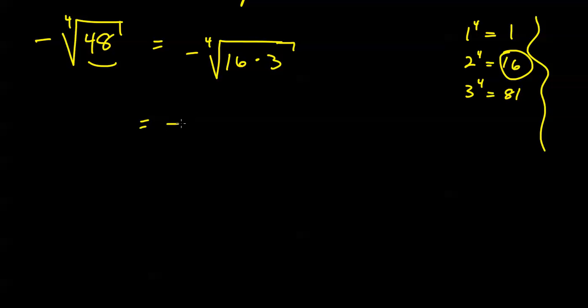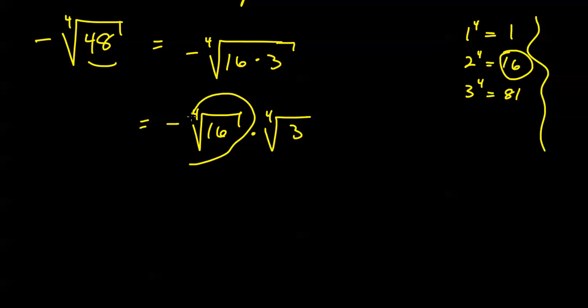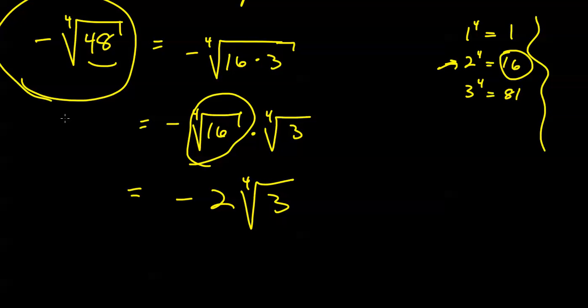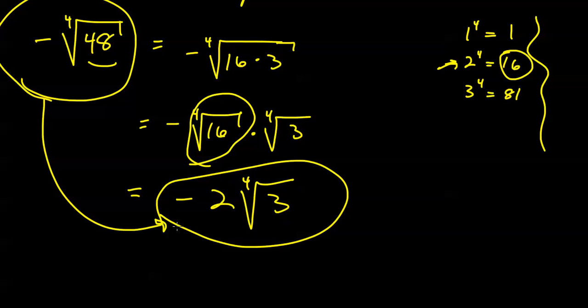Alright, I can break up that root sign over that product. So I claim this is equivalent to negative fourth root of 16 times fourth root of 3. Well, the fourth root of 16 we know is 2, because 2 to the fourth power is 16. So outside the root sign, now I get minus 2 times the fourth root of 3. So there would be my simplified, most simplified response. This is equal to this in simplified root form.